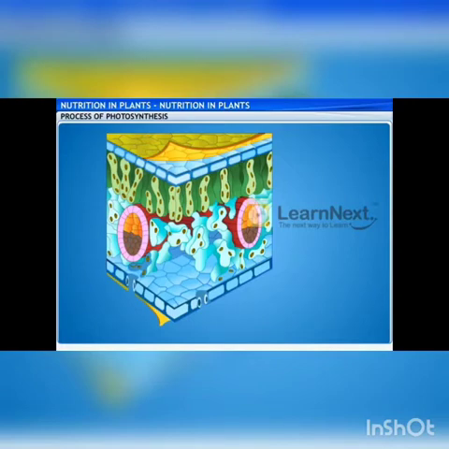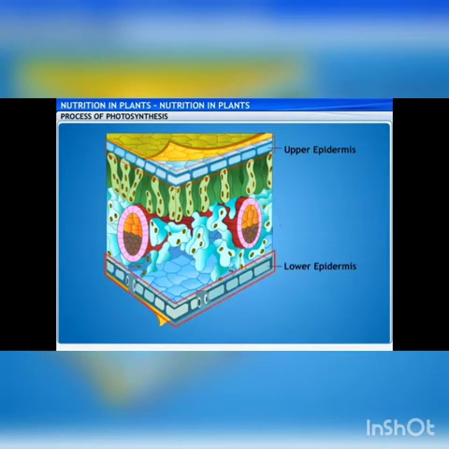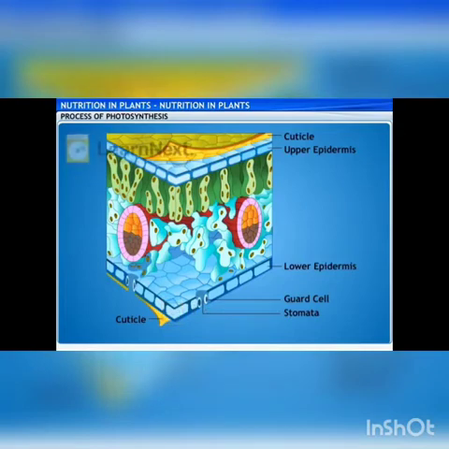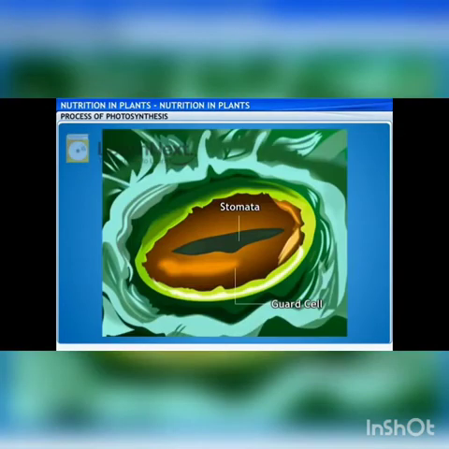The uppermost and lowermost layers are called the upper and lower epidermis. They are protected by a thin layer of cuticle. The lower epidermis has openings called stomata, surrounded by the guard cells. The stomata take in carbon dioxide from the air.